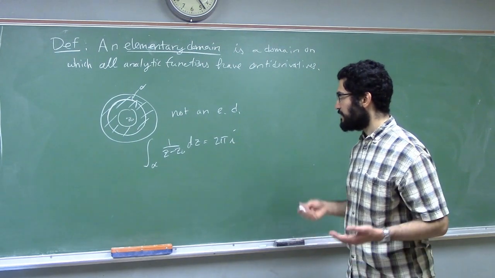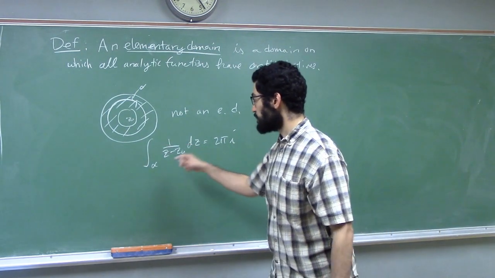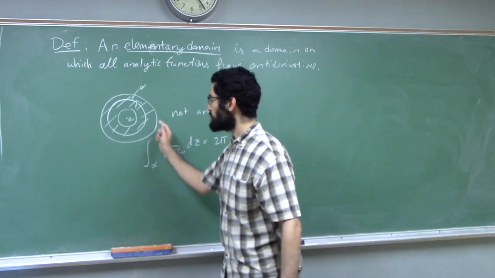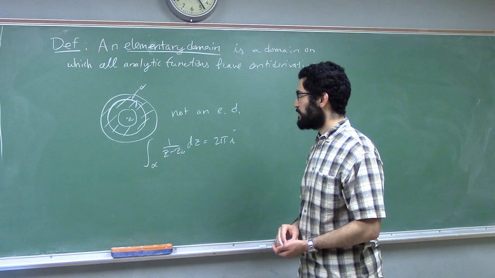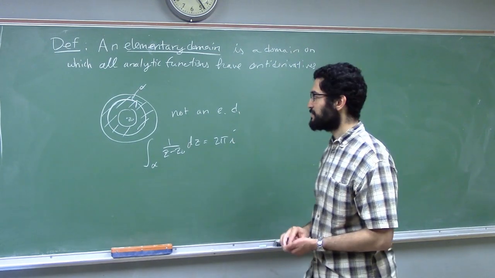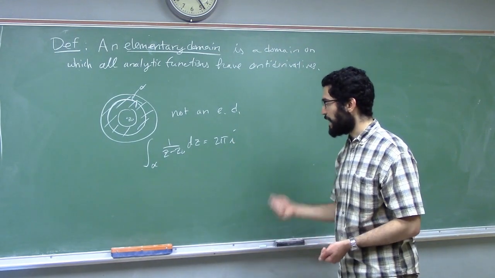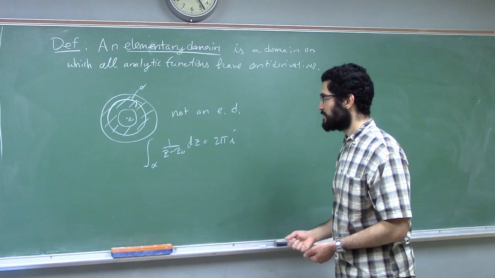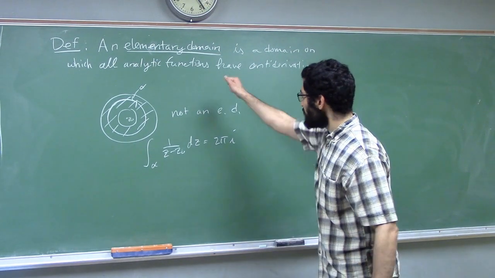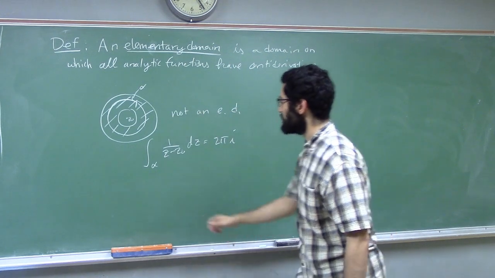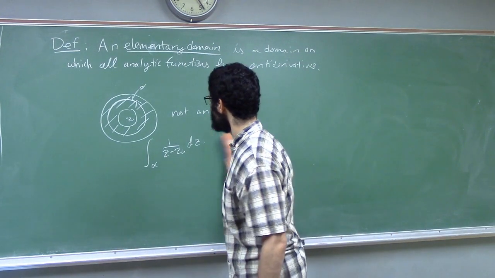That implies that this function, 1 over z minus z naught, which is definitely analytic on this annulus, definitely cannot have an antiderivative. Therefore, the annulus is not an elementary domain. So finding a single bad analytic function is enough to make a set not an elementary domain. For it to be an elementary domain, all analytic functions have to have antiderivatives.